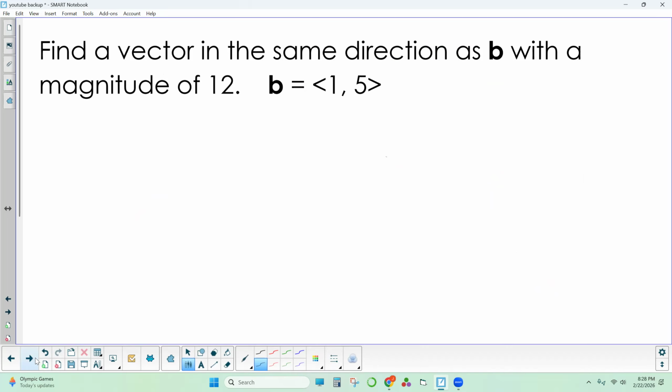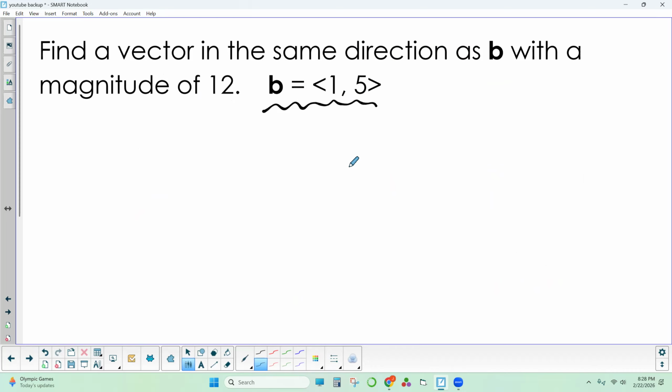So we're going to end this video with one direction like that. We'll read this together. If you want to pause the video and try it yourself, come back and we'll go over it. It says, find a vector in the same direction as b with a magnitude of 12. So here is vector b.